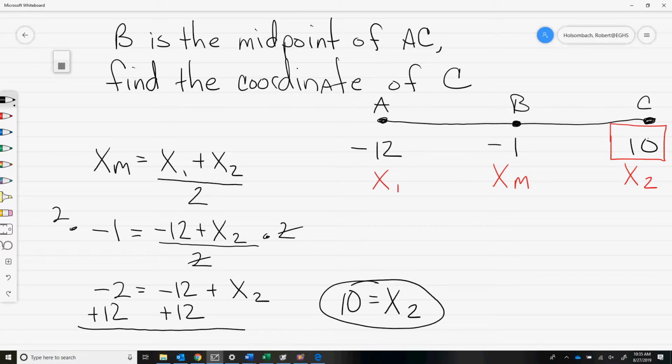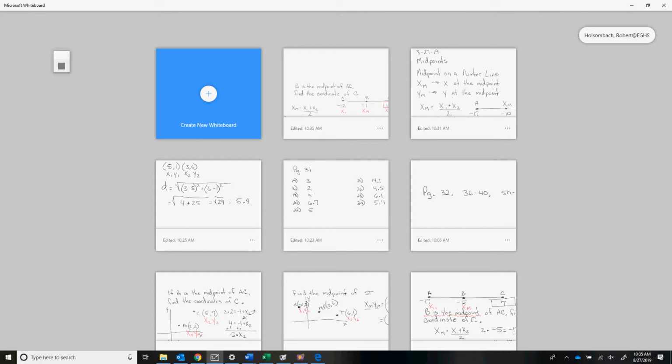So does everybody see how to find the midpoint when you're given the ends, and how to find an end when you're given the other end and the middle? Okay. Alright, so now let's talk about midpoint on a coordinate plane.